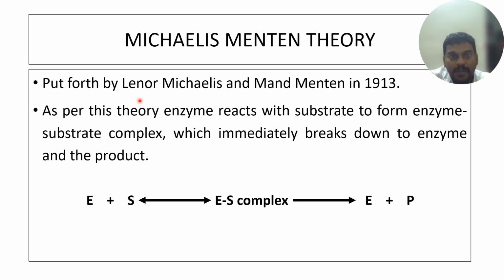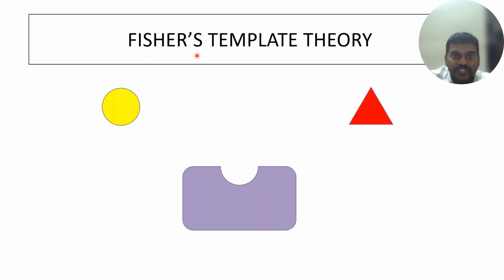Okay, it was explained by Michaelis and Menten in 1913. So we have 3 steps. This limitation was overcome by the next theory, which is called the Fischer template theory.